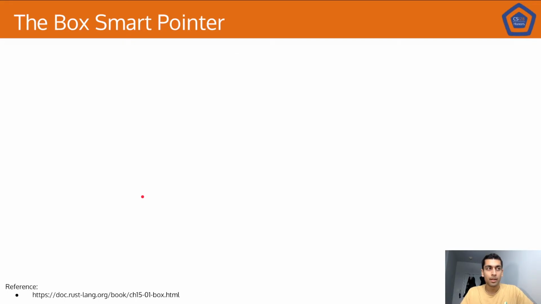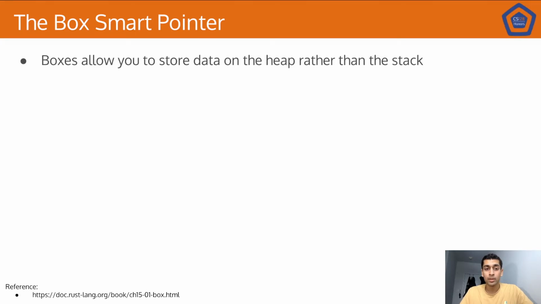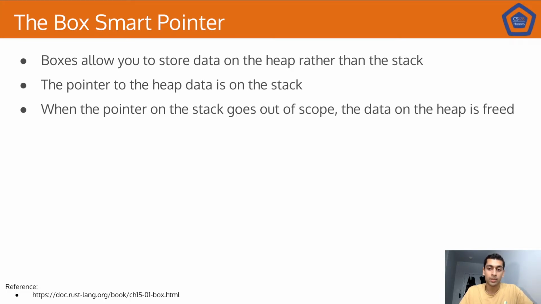Okay. And so one of the most common smart pointers in Rust is the box smart pointer. Boxes allow you to simply store data on the heap with no overhead. So there you have a pointer to this heap data that's on the stack, and you have this heap data in the heap that is of some unknown size. And so when the pointer on the stack goes out of scope, the data on the heap is freed.